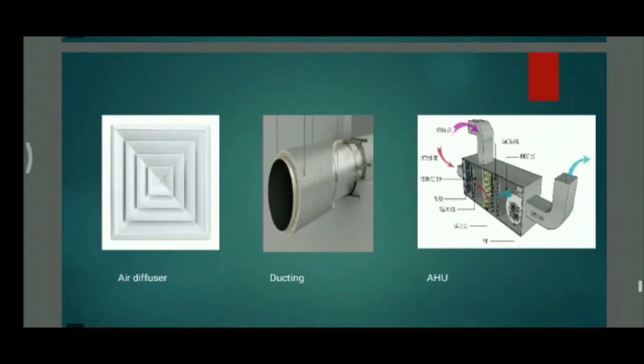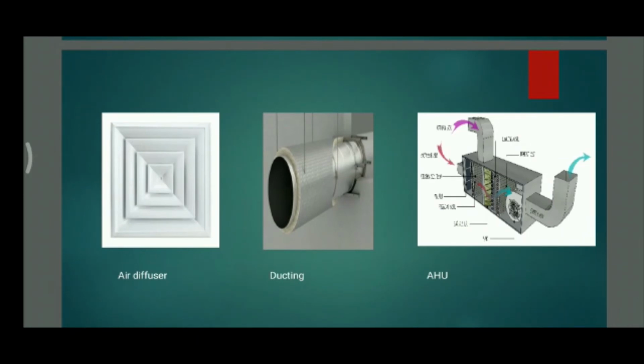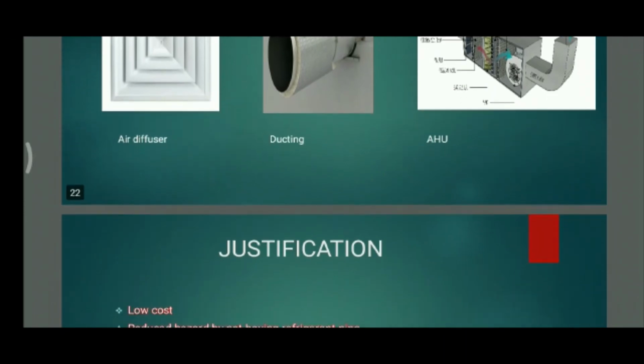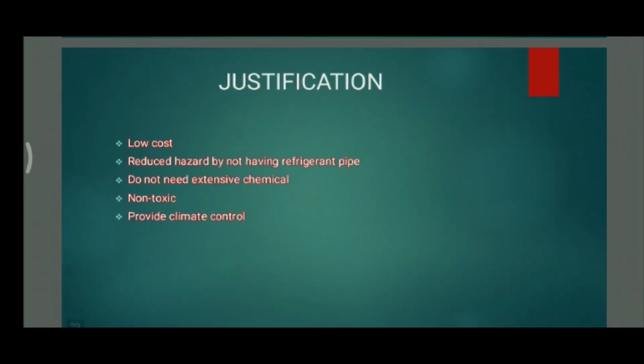Below here is the image of the air diffuser. For your information, an air diffuser has two types of shape, which is square as you see in this slideshow, and another shape is round. So there is the ducting system. There is the AHU where the cooler air is operating. The justification is to minimize the cost or low cost, reduce the hazard by not having refrigerant pipe, do not need extensive chemicals, non-toxic, and provide climate control.